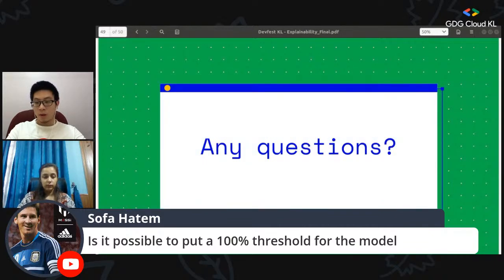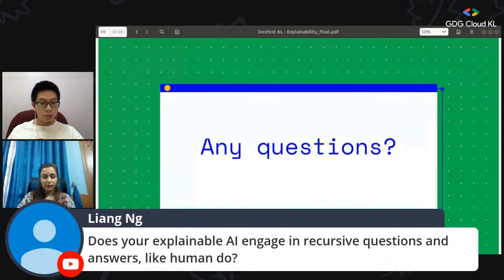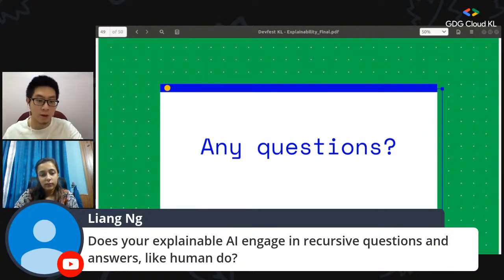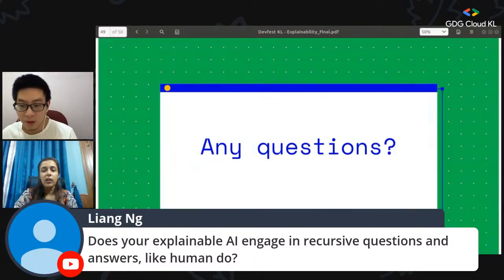All right, I think we'll move on to the final question here, which is, does your explainable AI engage in recursive questions and answers like humans do? No, not currently. It's a new thing that has been introduced in Google Cloud, and there's still a lot of new features coming in, and it's definitely something to keep an eye out for. You will see support for other frameworks as well. You will see more methods being introduced in explainable AI as well, and I think they're just expanding. It's an active research area for them, and active development and a product area for them.